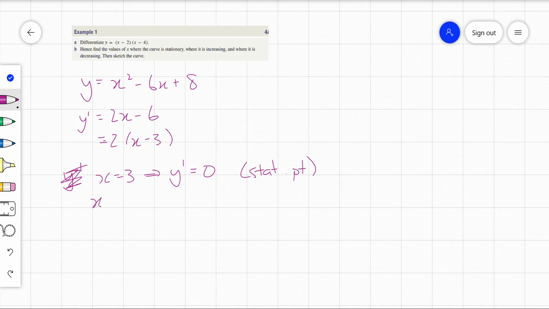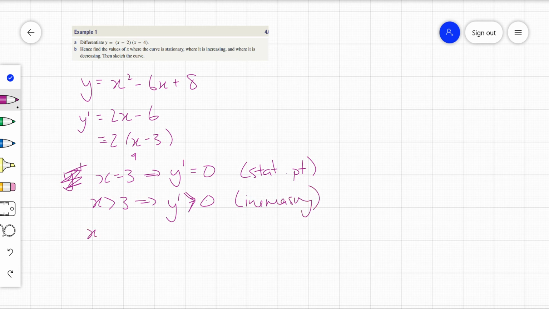We also know that if x is greater than 3, so if it's positive, what happens to y dash? So put something bigger than 3, and that bracket will be positive, times 2, which is positive. So y dash is going to be positive. So here it's increasing. It's a positive gradient, so increasing.